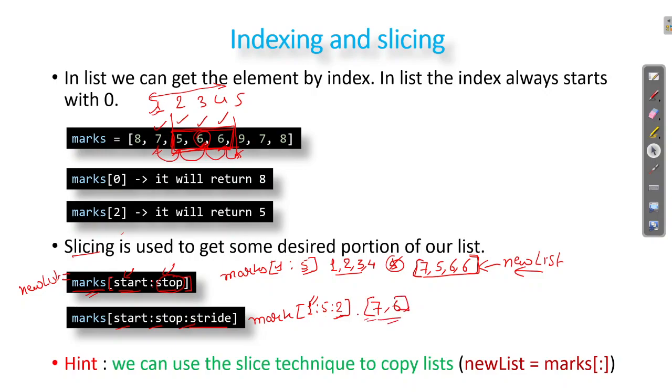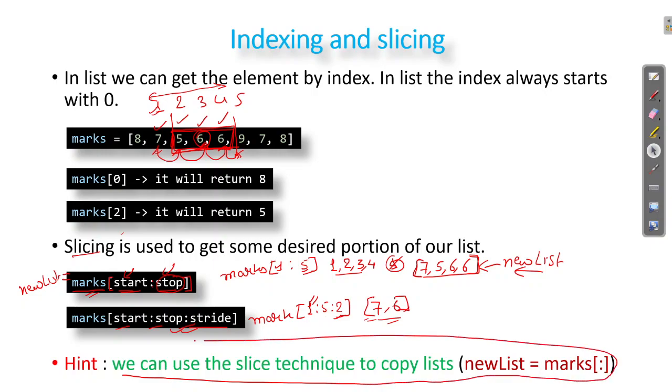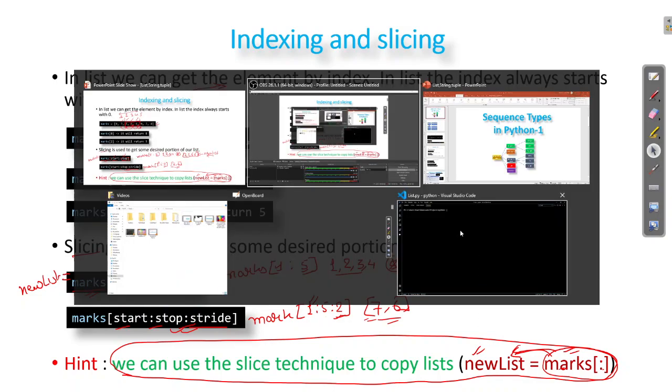Okay, so keep this in mind. We can use the slicing technique to get a new list, just like when we want to copy a particular list. If you provide something like marks, then just a colon, it will take everything from this marks list and copy it to here. This way we can copy the whole list into a new list. Let me show this example in the code, and this will be very clear.